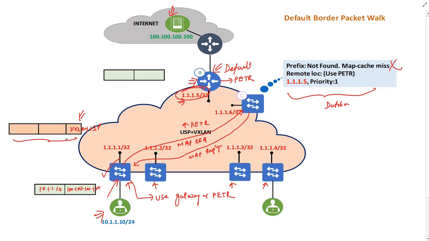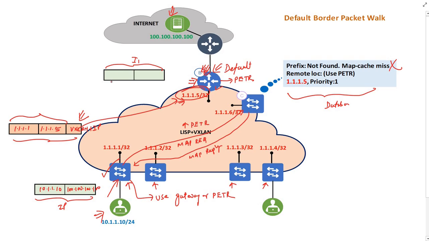So this little box is the original IP packet plus VXLAN header. This will be the outer IP packet. The source address of the encapsulated IP packet will be 1.1.1.1 and destination address will be 1.1.1.5, which is the remote location address of the default border router or default border node, this one here. The packet will reach to border router. Border router will decapsulate the packet and eventually forwards the plain IP packet towards the internet.